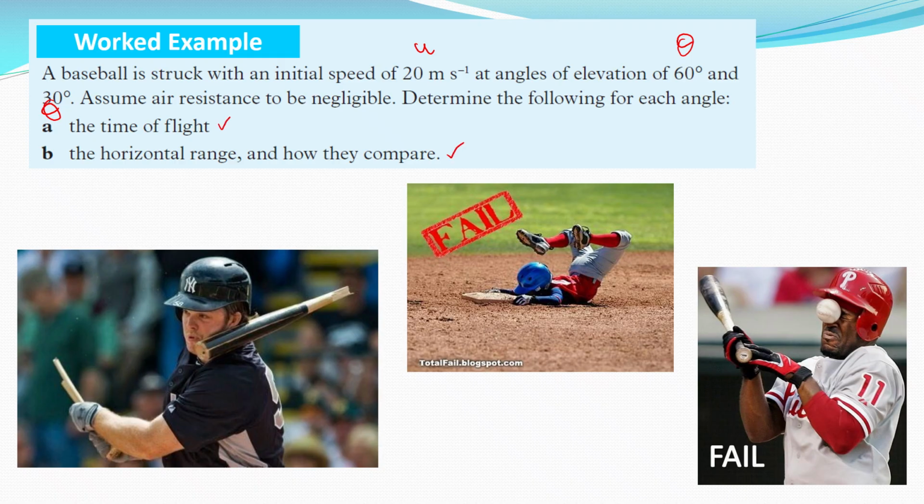So what do we expect? We expect that the 60-degree angle is going to spend much, much longer in the air, but the horizontal range shouldn't change. I hope you don't play baseball like those guys.